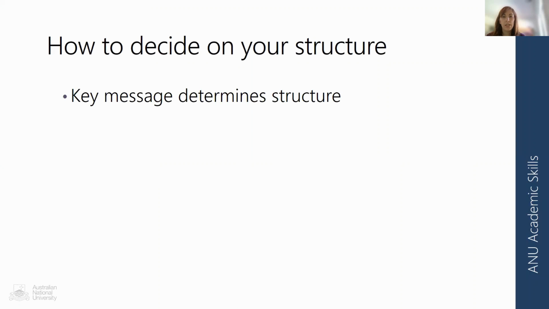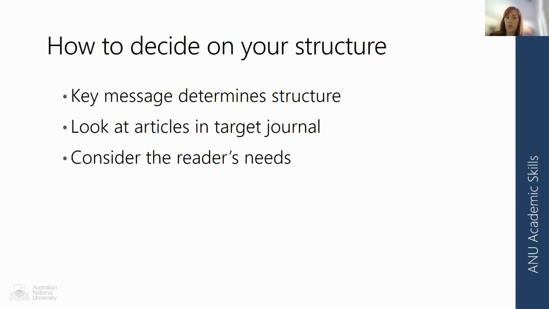So how to decide? Your key message is going to determine that. You're going to need to look at your target journal, and you're going to need to consider your reader's needs. So if it's a readership that will be quite unfamiliar with your experimental design, whereas maybe another readership would be very familiar, but for the journal you've chosen, they would be unfamiliar, you want to think about how to explain it more in depth, but still be really concise.